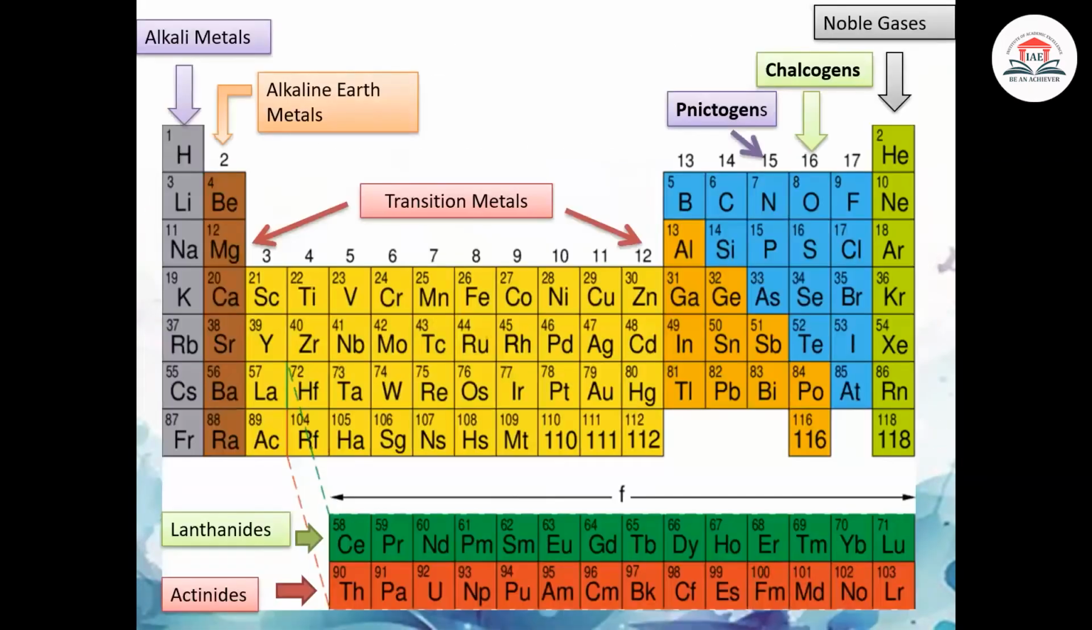Okay, so as you know, there are groups and periods, right? How many groups are present in the periodic table? 18. And periods? 7. Right. You also know that group 1 is called the alkali metals, group 2 is alkaline earth metals, groups 3 to 12 are called transition metals, group 15 is the nitrogen family, group 16 is chalcogens, 17 is halogens, and group 18 is noble gases. In periods 6 and 7, the lanthanides and actinides are there. Lanthanides start from cerium to lutetium, and actinides from thorium to lawrencium.